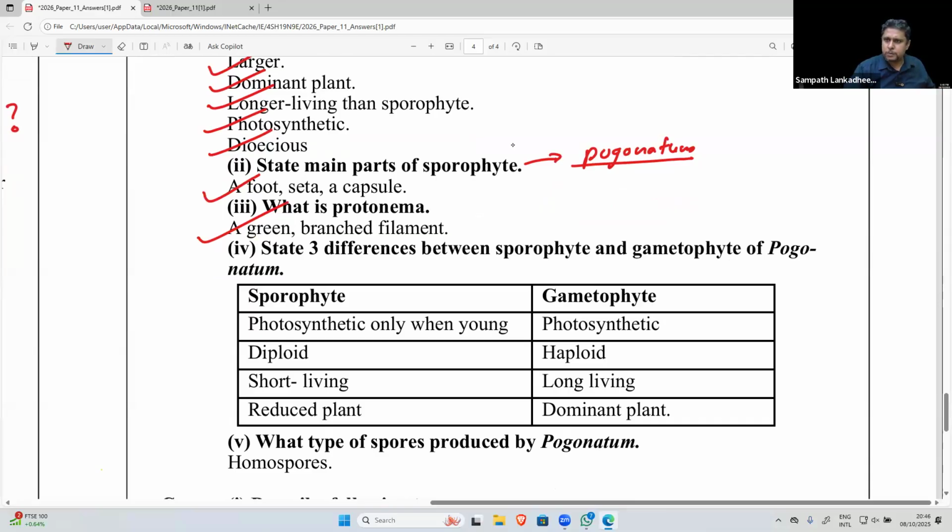State three differences between the sporophyte and the gametophyte of Pogonatum. Sporophyte is photosynthetic when young, gametophyte is photosynthetic. Diploid, haploid, short living, long living, reduced plant, dominant plant.